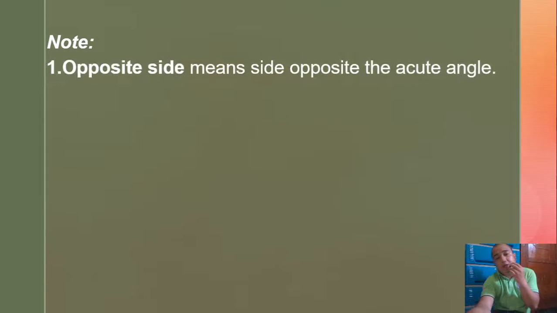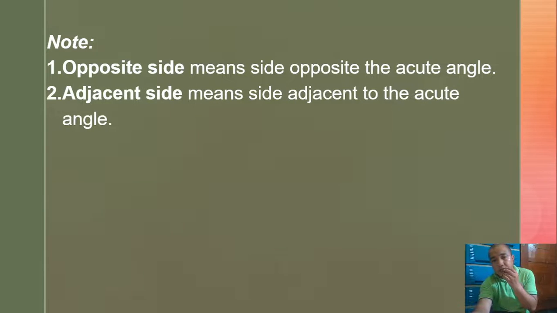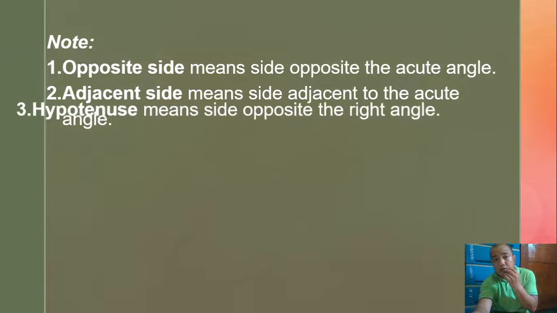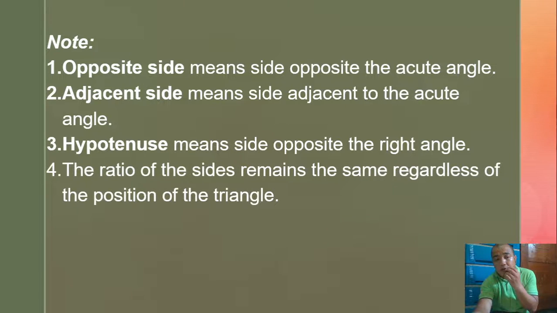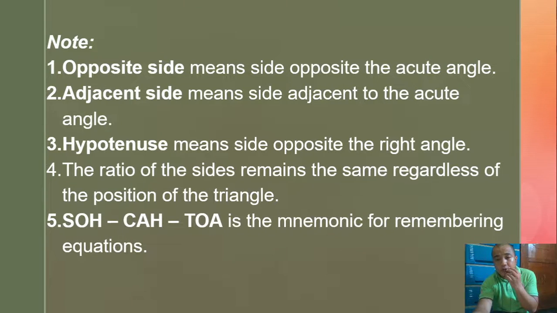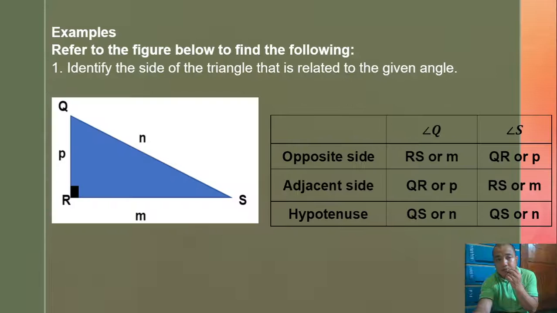So note, opposite side means opposite the acute angle. Adjacent side means the side adjacent to the acute angle. And 3, hypotenuse means the side opposite the right angle. And 4, the ratio of the sides remains the same regardless of the position of the triangle. So SOHCAHTOA is the mnemonic for remembering equations.